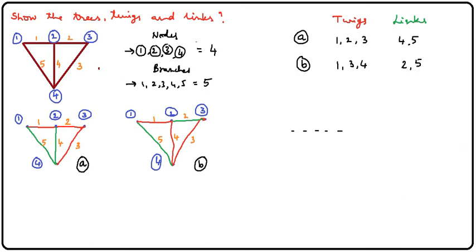Similarly, let me move forward. Let me take another set. The first node is 1 here, and this is the second node, and this is the third node, and this is the fourth node. These are the nodes. So let me go ahead with twigs. Anything can be done, maybe.